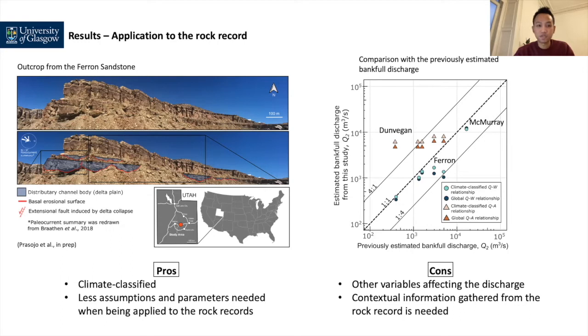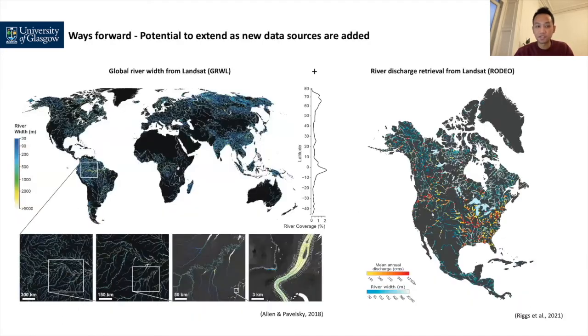So what's next after this one? It was just recently published, on the right hand side here, but we already have the global river width from the Landsat, and now we have the global river discharge from the Landsat. So if we compile that, we probably can extend to other systems, and then we can test that in other climates or other geological age systems.